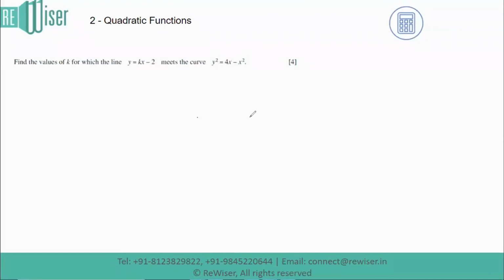Whenever we talk about point of intersection, the first thing that we should always think about is solving them simultaneously. In this case, we can use the method of substitution. So when I do that, I'm going to call this equation 1 and this one equation 2. I'm going to substitute equation 1 into 2. So then I'll be getting something like (kx minus 2) whole square is equals to 4x minus x square.